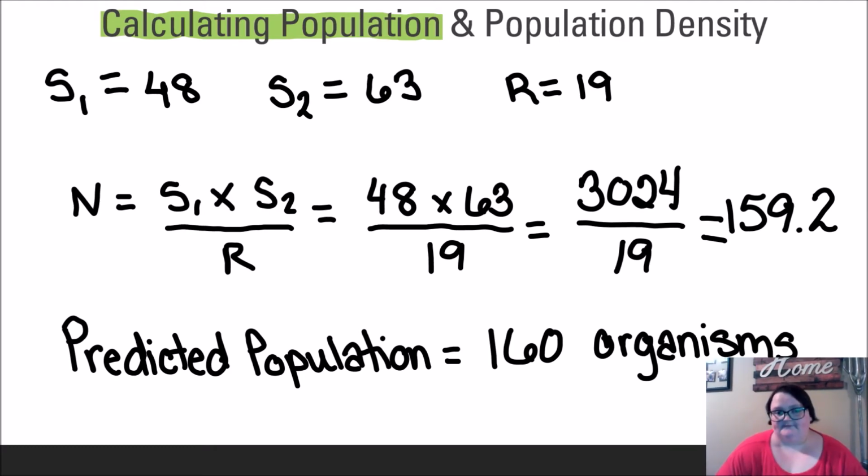We use our formula. We don't know N, but we do know S sub 1, S sub 2, and R. So we take 48 and multiply it by 63 and divide by 19. We end up with 159.2. To be safe, we always want to round up when we're talking about organisms or things that we can't have partial pieces of. So we would predict our population to be between 159 and 160 organisms.